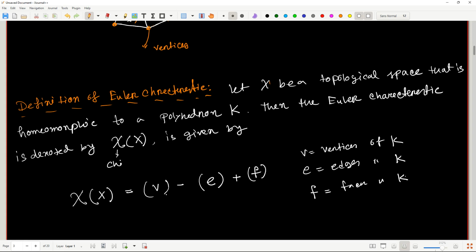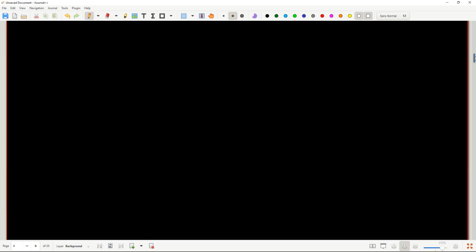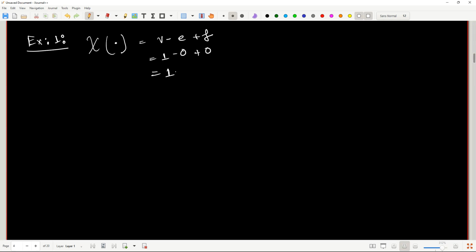And now what we want to do is see how we can compute the Euler characteristics of some polyhedra. So let's now start with an example. Example 1. Let's try to compute the Euler characteristic of a point. Very simple thing. A point doesn't have any face. It doesn't have any edge, right? The point itself is just a vertex. So what will V minus E plus F be? There is only one vertex with 0 edges with 0 faces. So this is just 1, right?